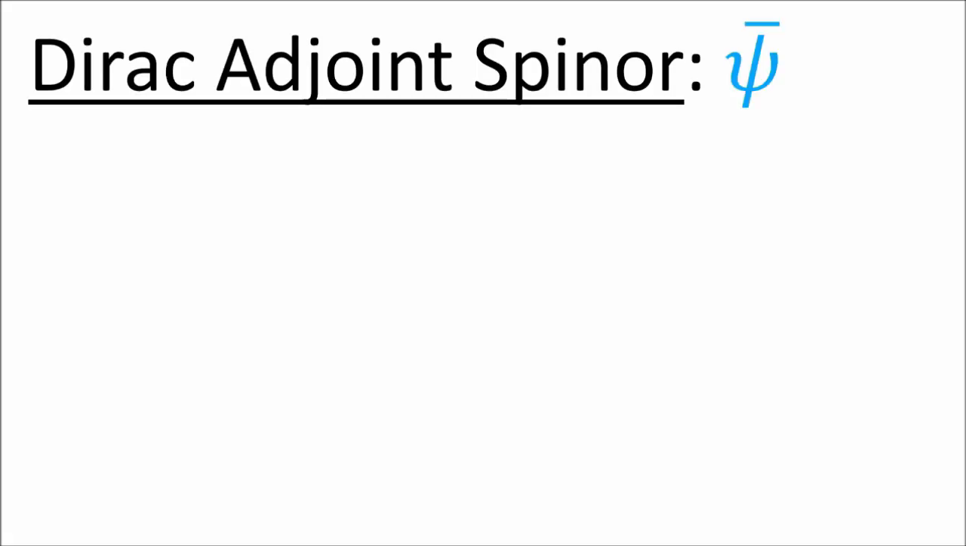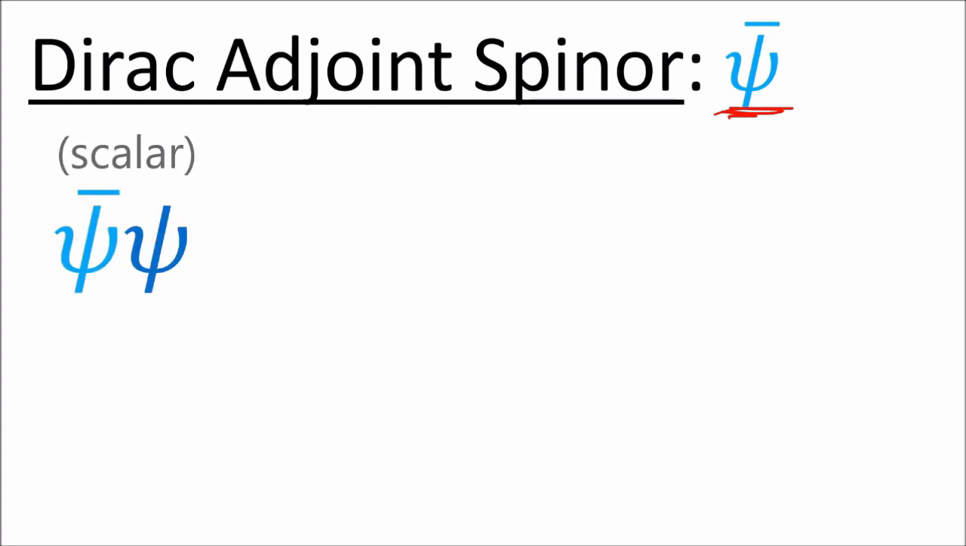So now I'm going to explain the concept of a Dirac adjoint. For a Dirac spinor psi, the adjoint spinor is denoted psi bar. Psi bar is useful because the product of psi bar and psi will result in a scalar, so this functions as a kind of inner product for Dirac spinors.